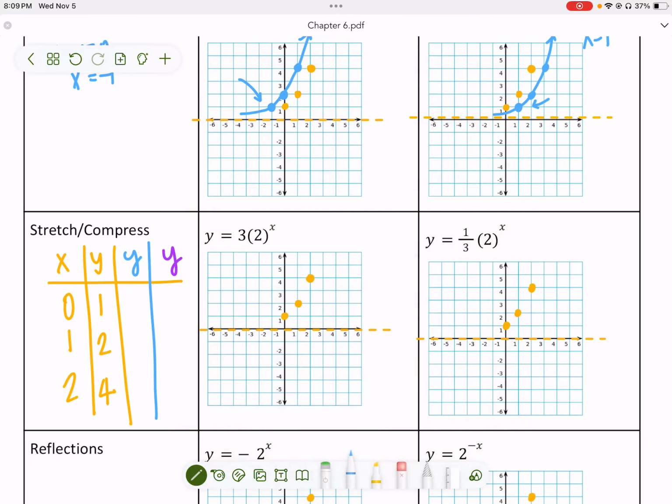Now we'll do this one in the blue. This 3 is a stretch of 3, which means my y value is going to get tripled. So 1 times 3 is 3, 2 times 3 is 6, 4 times 3 is 12. It's going to go off the graph, so I can't graph that one. So my new one is going to be 0, 3, and 1, 6, and it's really going to stretch and elongate.